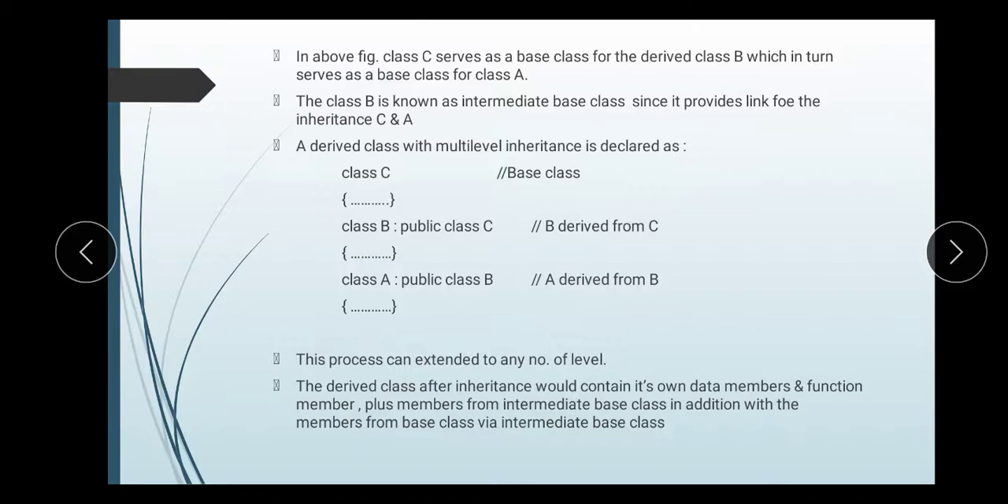This process of inheriting the base class through multiple levels can be extended to any number of levels. The most important thing is that the derived class after inheritance would contain its own data members and functions, as well as the member functions of the intermediate base class, in addition to the members from the base class via the intermediate class. That means class A has its own data members as well as member functions. It contains the data members as well as the member functions of class B, and class A also contains the data members of class C via class B.